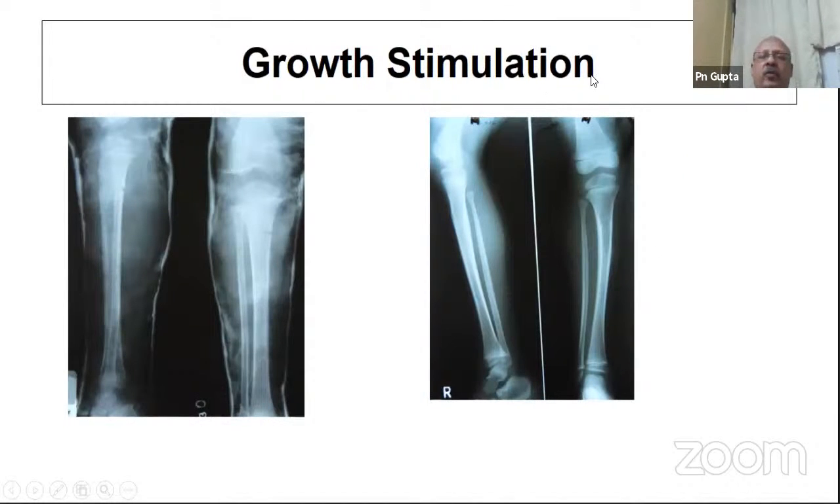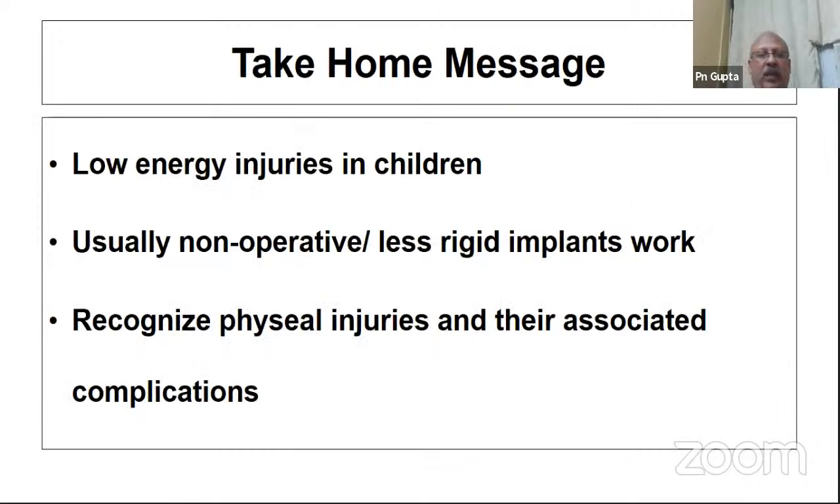Sometimes you can have growth stimulation, especially in the proximal tibia, and a lot of these children could end up in a little valgus, and this is called Cozen's phenomenon. So you have, especially in the younger child, a minimally displaced fracture, well reduced, and the child has ended up in a little valgus, and you have to forewarn the parents that growth stimulation can occur, especially in the proximal tibia.